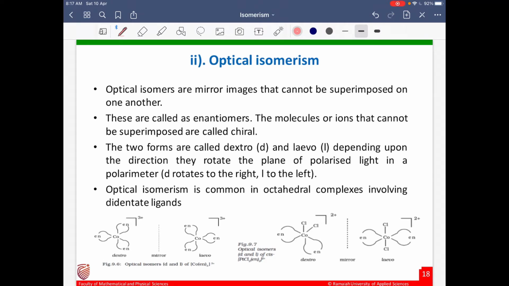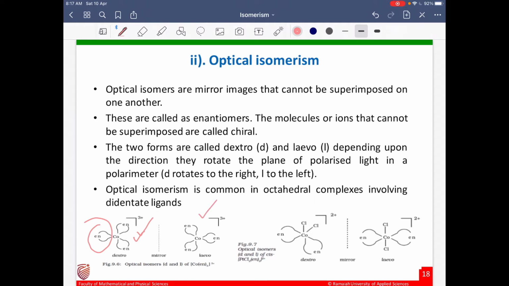So optical isomerism is very common in octahedral complexes where didentate ligands exist, for example, ethylenediamine. Optical isomerism is common in octahedral complexes involving didentate ligands. Here we can see [Co(en)3]3+, thrice, 3 plus.